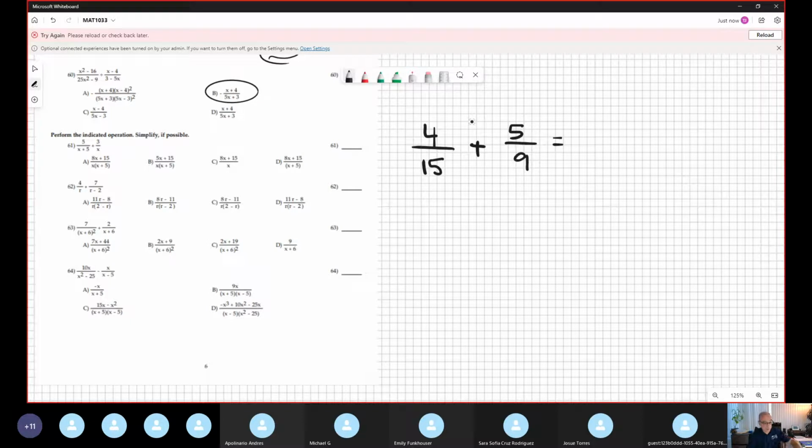This is more complicated because we cannot add the top parts and the bottom parts. No, this is crazy. The first step always is to find the LCD. You need to find the LCD, least common denominator, between 15 and 9, which are the numbers in the denominators. That is the reason. Okay, so now let's do it.